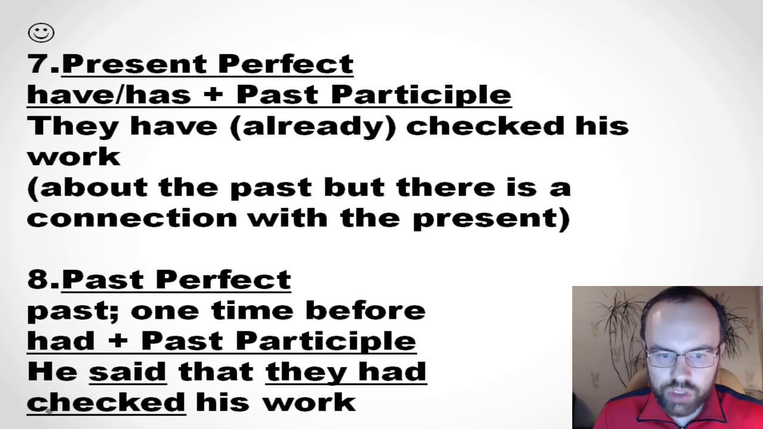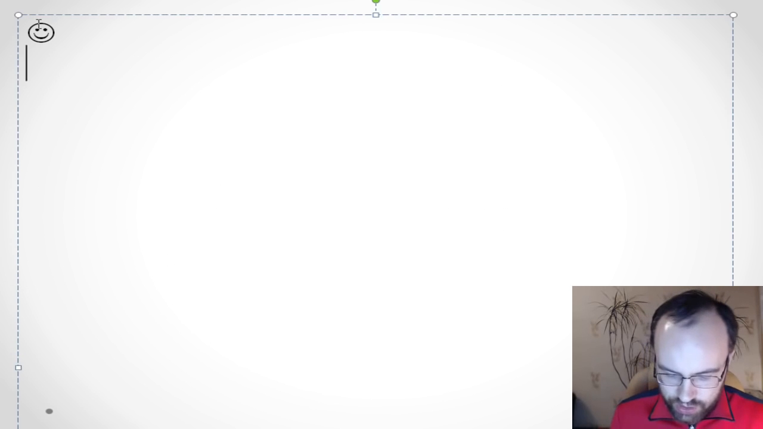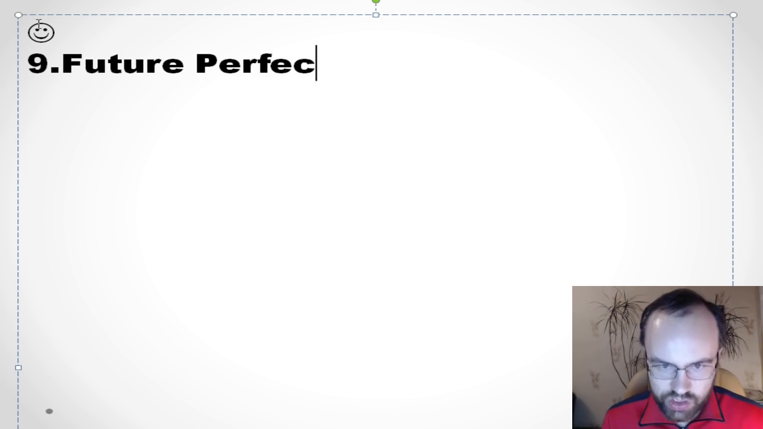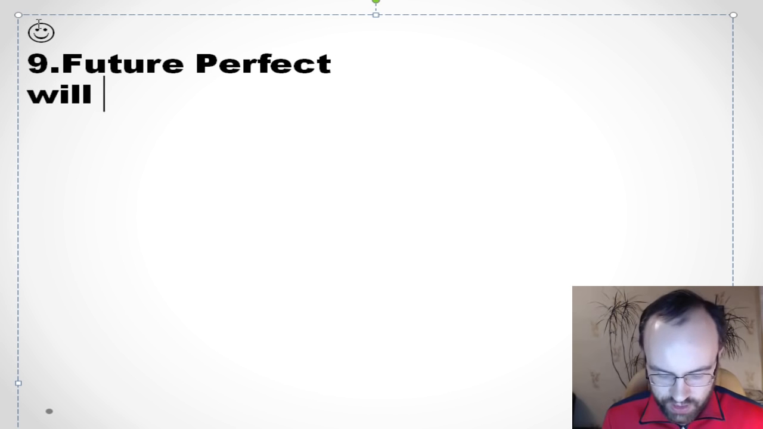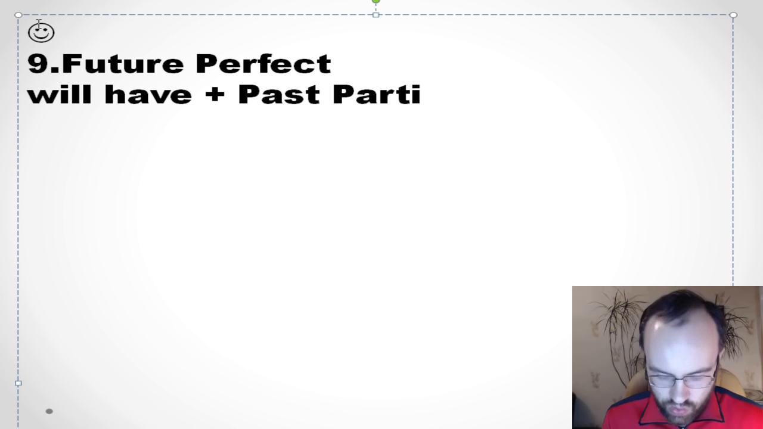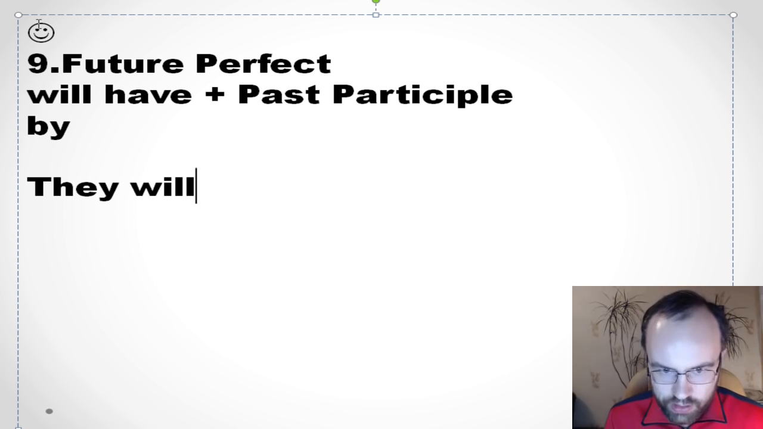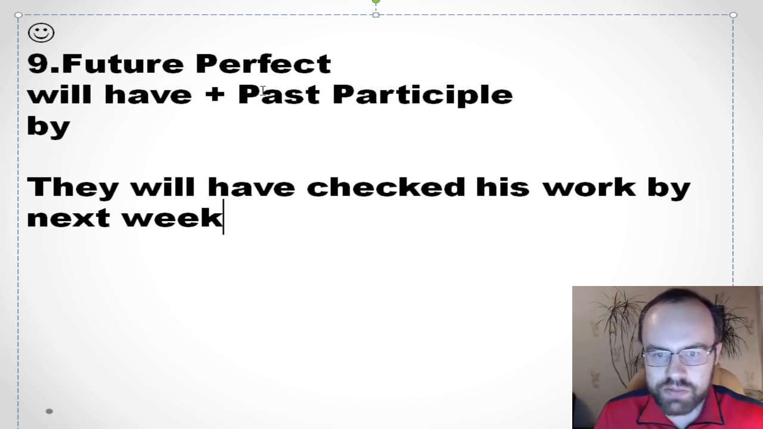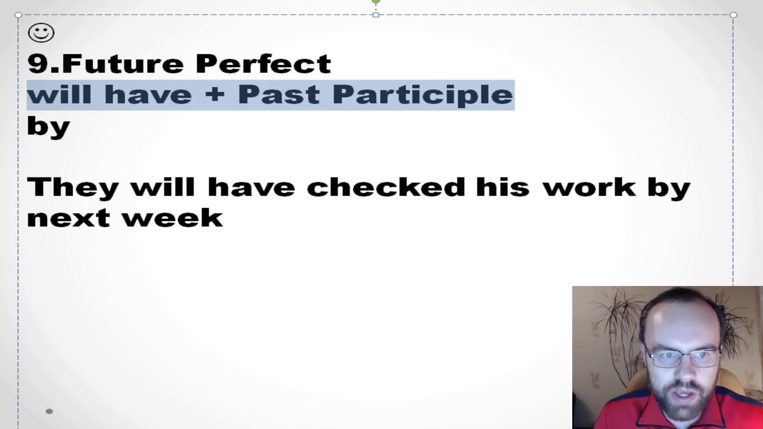Okay, so let's talk about future perfect. We use it when we talk about the future, but the question is, what's the formation of future perfect? It's will have plus past participle, and we use it when we have by. So you can say that they will have checked his work by, let's say, next week.